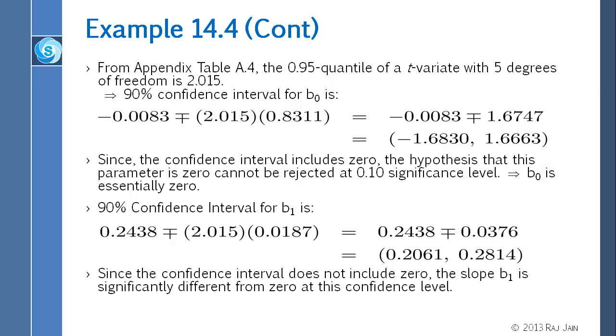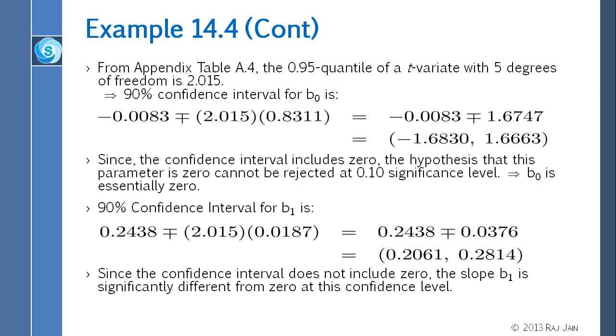Similarly, you do for B1 and you get this value for B1. Now, the interesting thing is that this value, the intercept, can be anywhere from minus 1.6 to plus 1.6. So the intercept could be 0. All right, but this one is clearly not 0. This one doesn't include that.